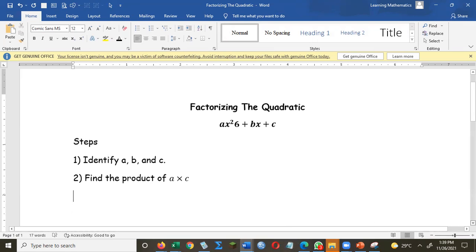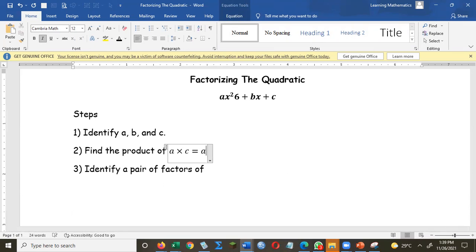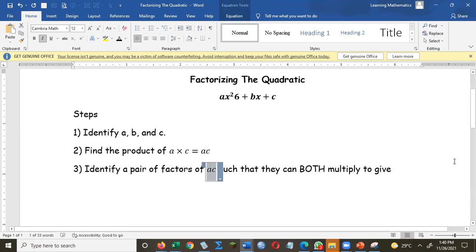The third thing that you do, identify a pair of factors. Now, when you multiply A times C, another way of writing it is AC, isn't that so? So you find the two factors of AC. Now, AC is going to be a number. You find two factors of AC such that they can both multiply to give AC. So when you multiply them, you're supposed to get AC.